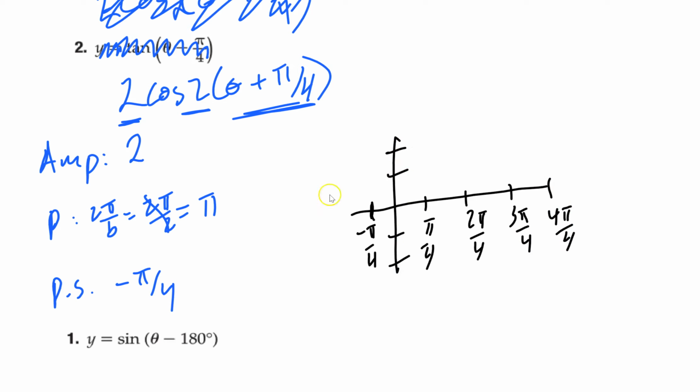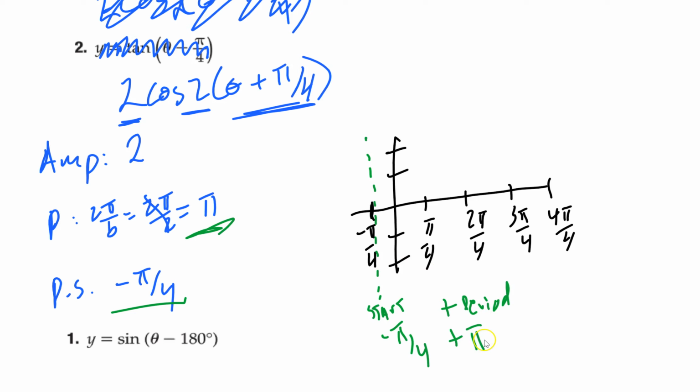This time we're graphing cosine. So we're going to start at negative pi over 4, so we're going to start right here. As always, we got to add the period to end it, plus the period, which in this case is just pi. So we need a common denominator. Negative pi plus 4 pi is 3 pi over 4. So we're actually going to end right about here.